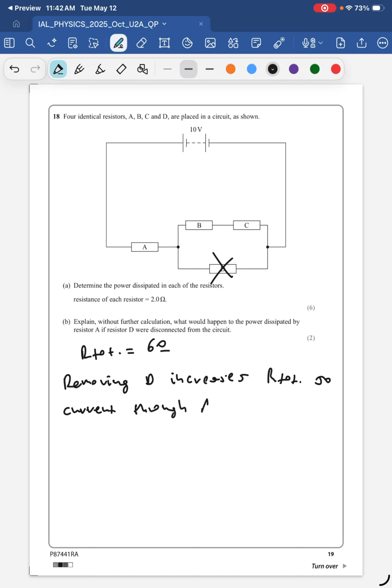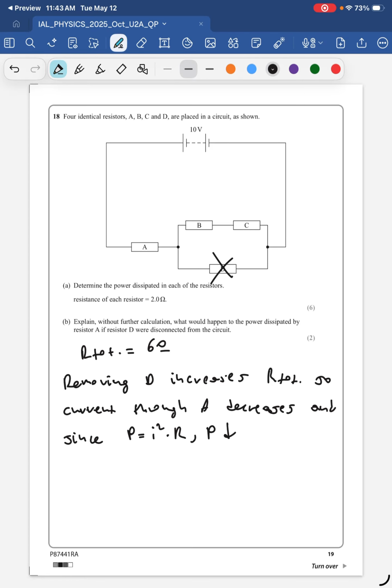Current through A decreases, okay? And since power is I squared times R, power decreases.